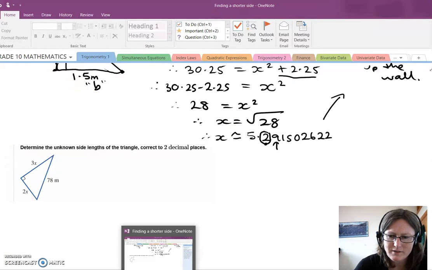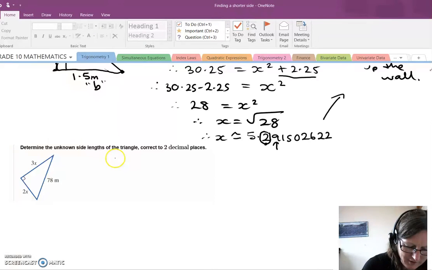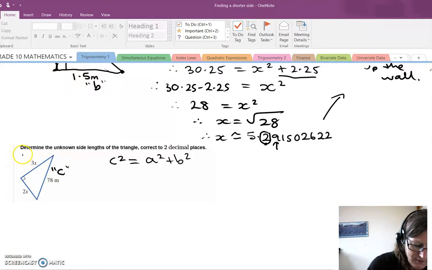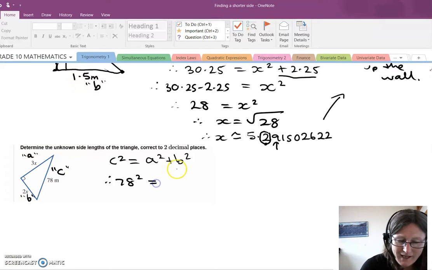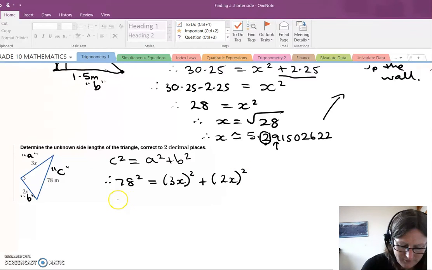Okay, now this last one is harder, but it's Pythagoras' theorem. We're trying to find the value of x. Let's write down Pythagoras' theorem. C squared equals a squared plus b squared. Hypotenuse always c. This side can be a, this side can be b. So let's substitute in. C is 78, so 78 squared. A is 3x, so it's 3x and we need to square all of that. B is 2x, so it's 2x and we need to square all of that.